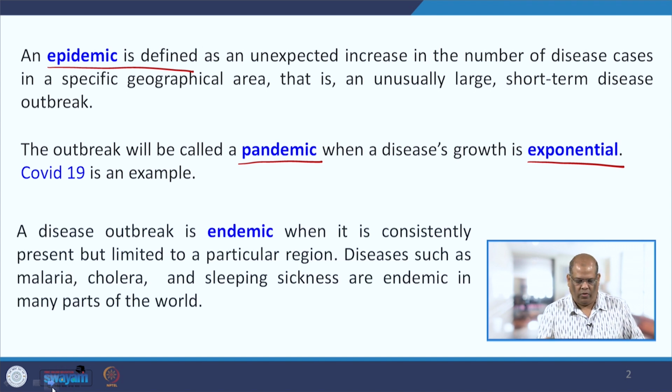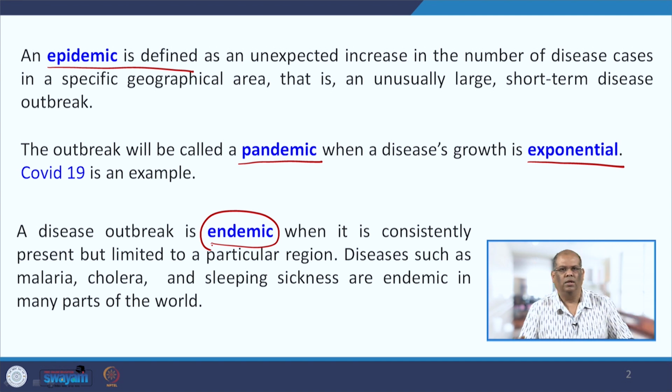There is another word which we use, which is called endemic. A disease is endemic if it is consistently present but limited to a particular region. For example, we can take malaria, cholera, and sleeping sickness. These are endemic diseases in many parts of the world. So the difference between pandemic and endemic is that in a pandemic the growth will be exponential, and in an endemic it is present consistently but limited to a particular region.